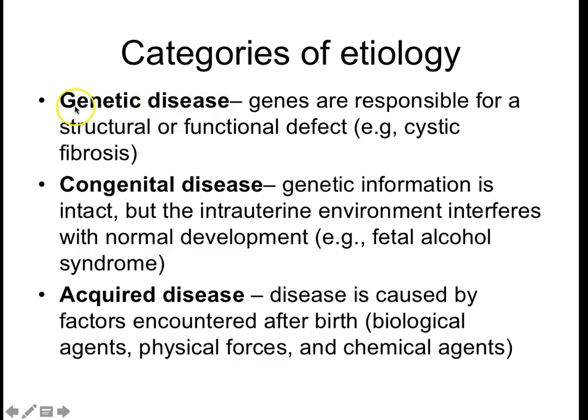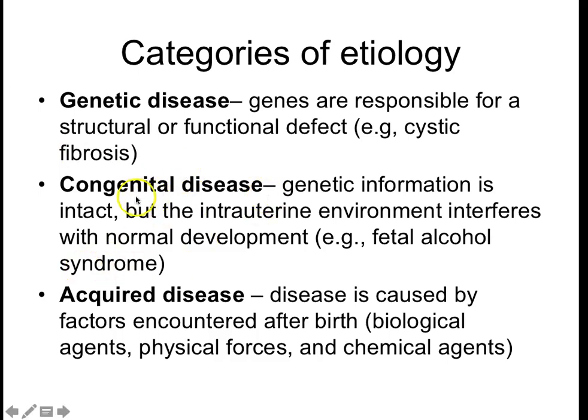Often genetic diseases are inherited. So cystic fibrosis, when we talk about pulmonary diseases, is the most common inherited disease in the United States. So we'll talk about how it gets inherited when we cover that.